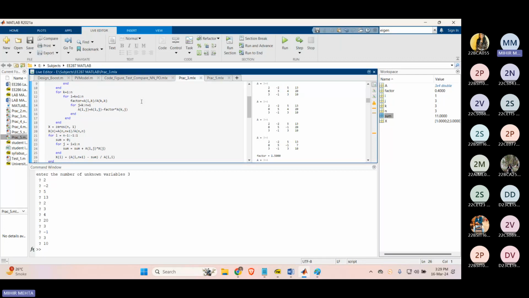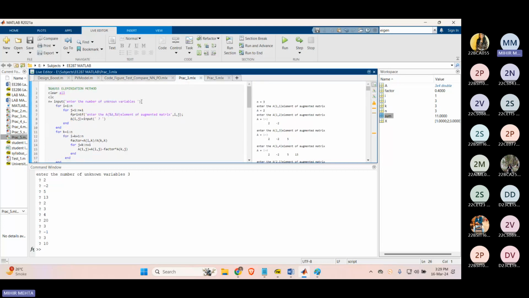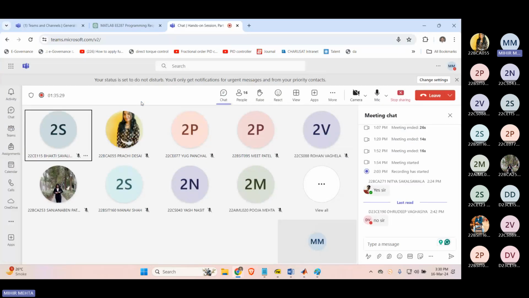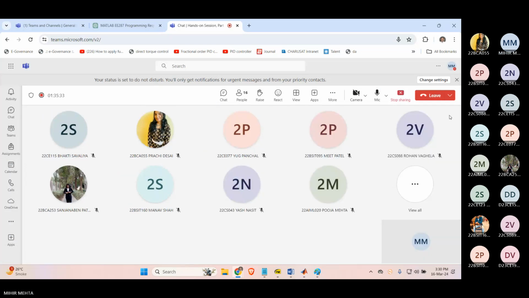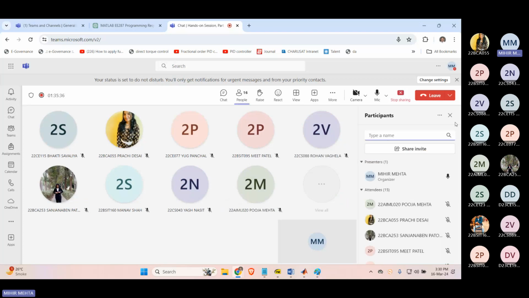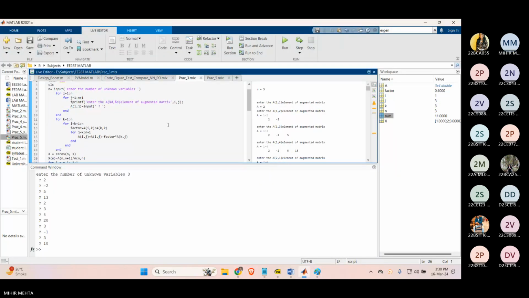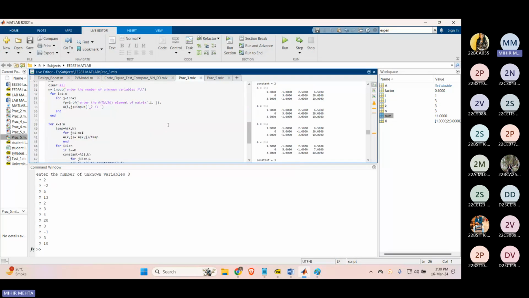So any doubts here so far? Any doubts in the Gauss elimination method? If yes, please ask, or else we'll move to the Gauss-Jordan elimination method. Okay, fine. Let us move to the Gauss-Jordan elimination method.